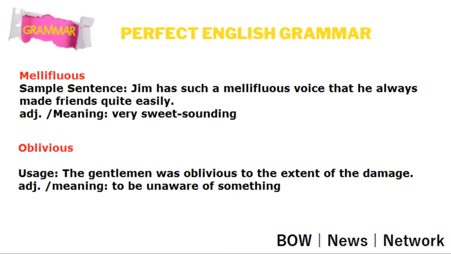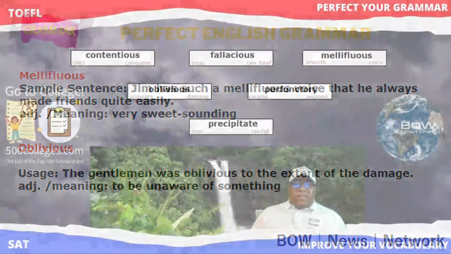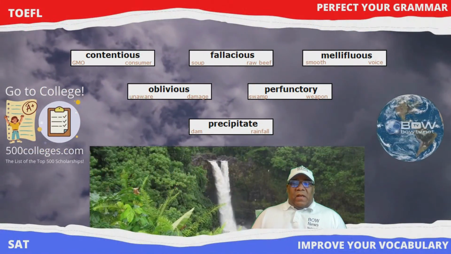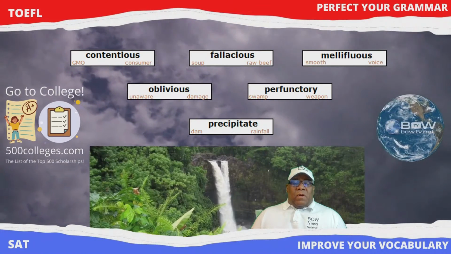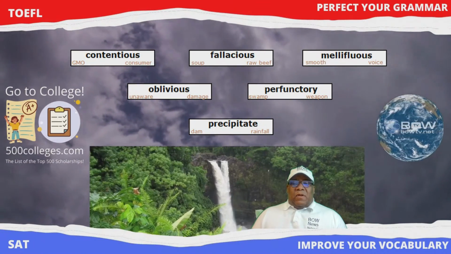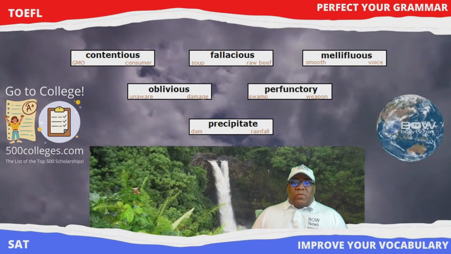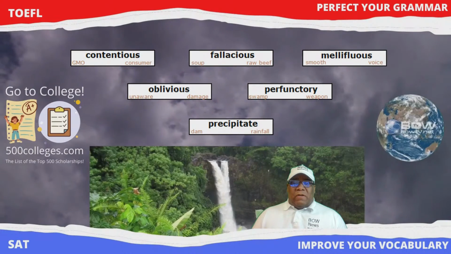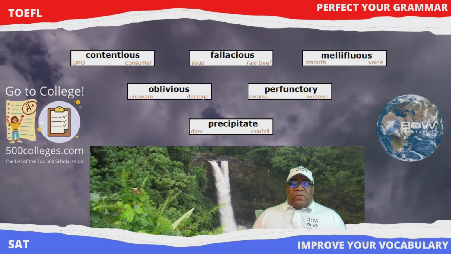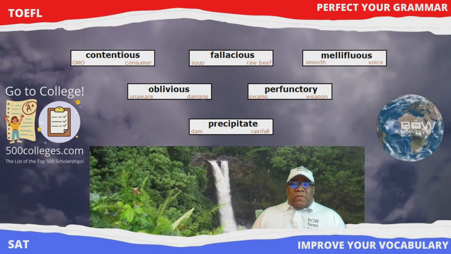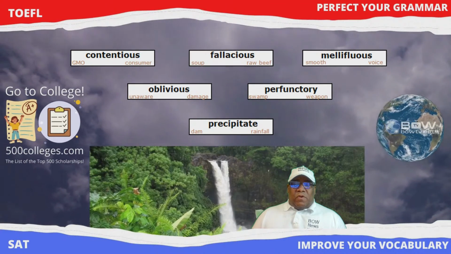the men who were oblivious to the extent of the damage, to be unaware of something. And then we see perfunctory. We're also spending a little bit more time on the correct pronunciations of the word. Perfunctory, swamp, weapon. It had to do with the sheriff scrutinizing the superficial or careless job of the scuba divers who were searching for the murder weapon.